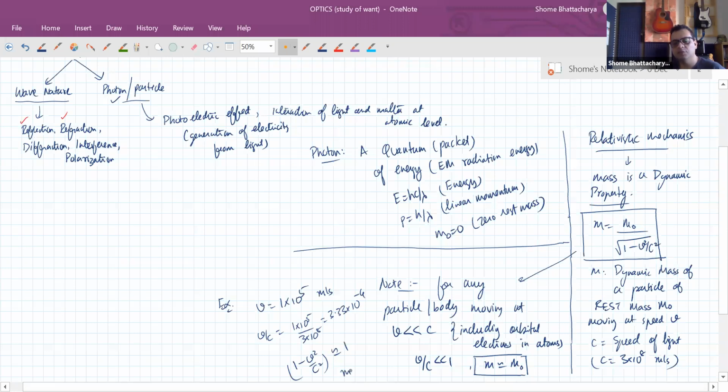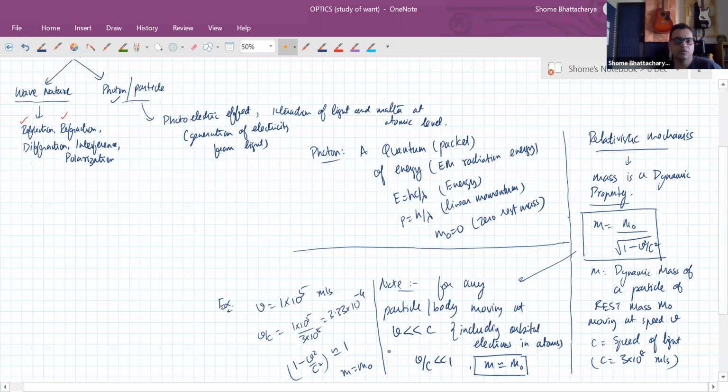So the mass of the particle will still be equal to rest mass. So that is why in most of the cases that we consider in physics, the relativistic mass does not come into the equation. The dynamic mass concept does not come into the picture.